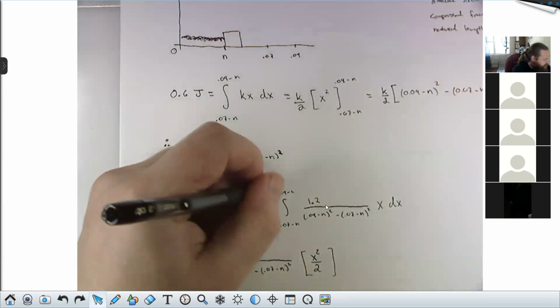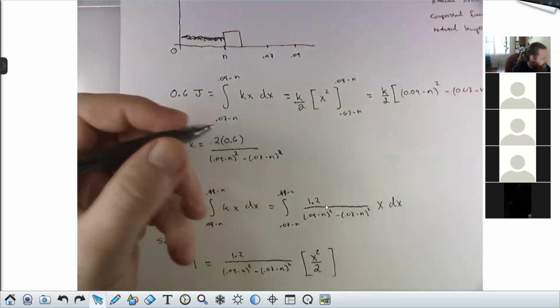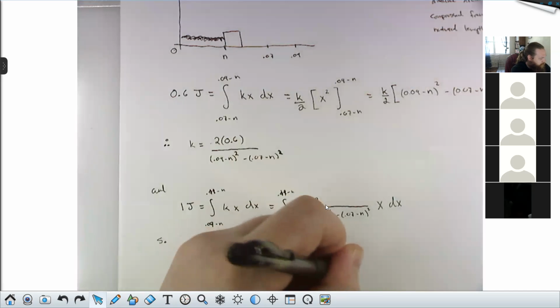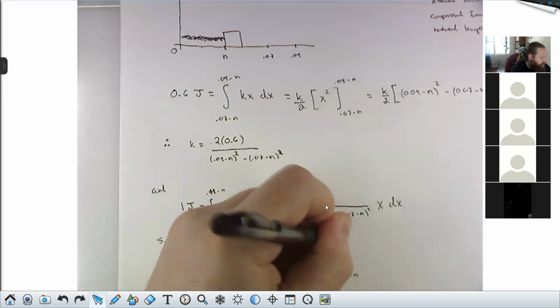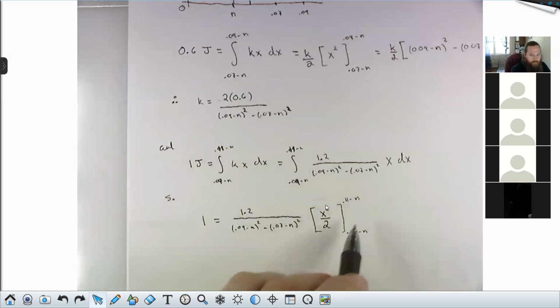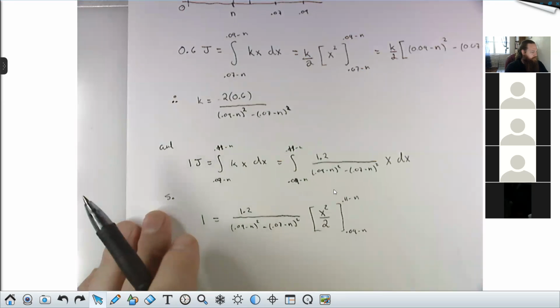Oh, I need to change both of these. Sorry, I didn't change that one. So this is from 0.09 minus n to 0.11 minus n. When you plug these in, you'll get some terms that look a lot like this, only with 0.11 and 0.09. Solve the resulting equation for n. It's a quadratic. It's a big quadratic. And n, remember, is the natural length. That's the thing you're after.